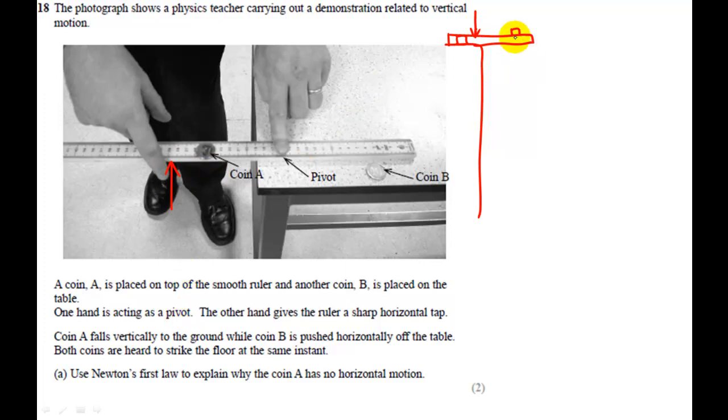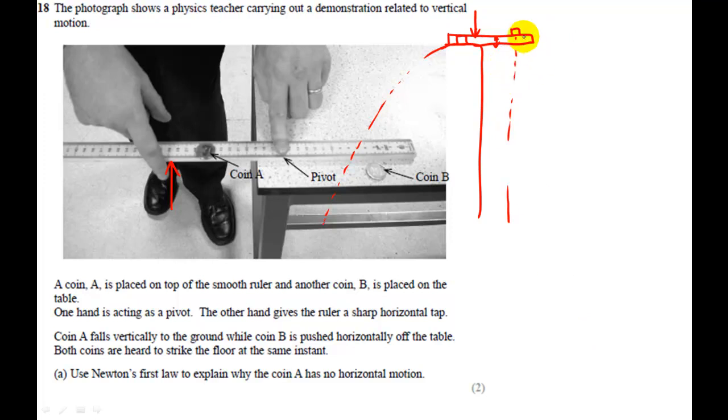What's intended to happen is that coin A will fall directly down and simultaneously coin B will be flung, follow a parabolic curve and hit the ground at a practically identical moment in time. Obviously in this diagram the ruler is thicker than a real ruler, so it doesn't really give you a fair idea of exactly how things are going to happen.